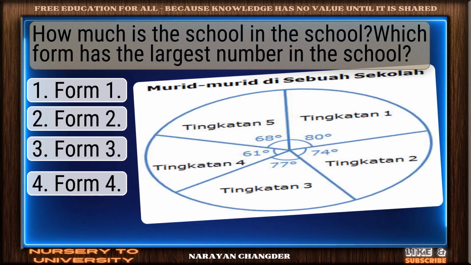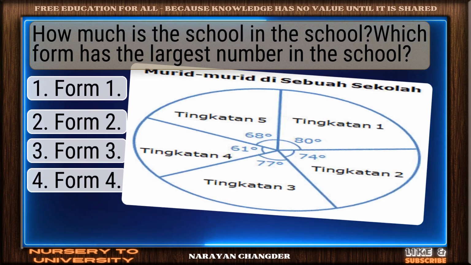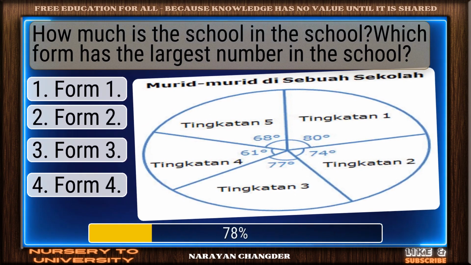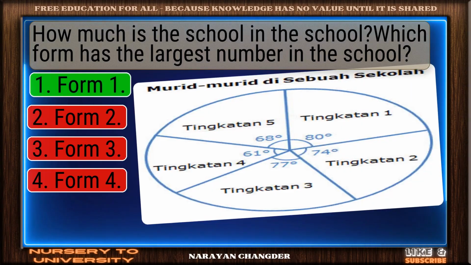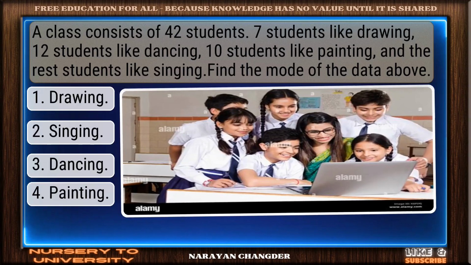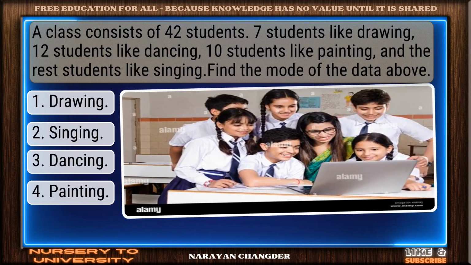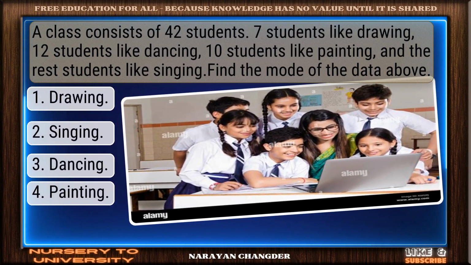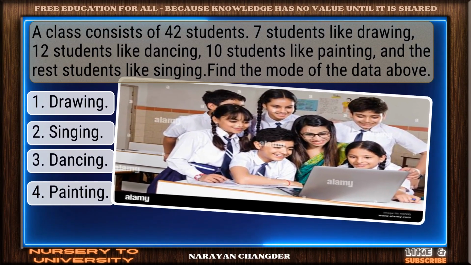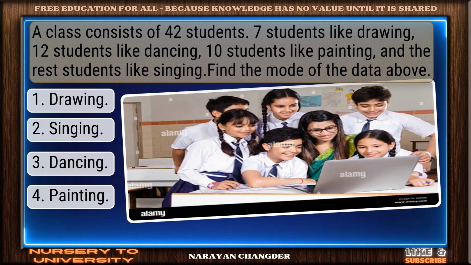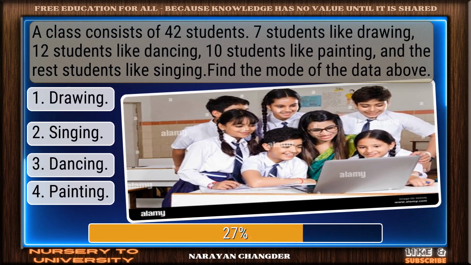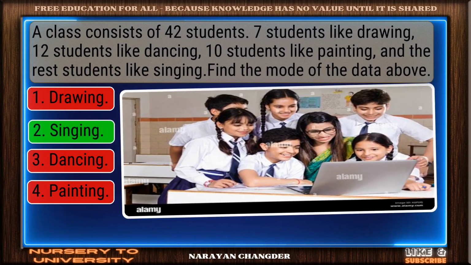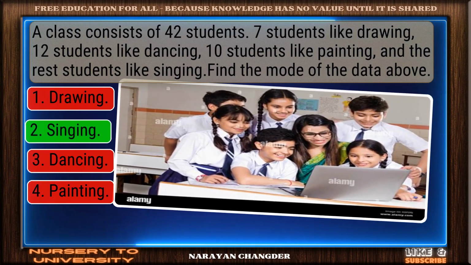How many students are in the school? Which form has the largest number in the school? Right choice. Form 1 is the best answer. A class consists of 42 students. 7 students like drawing, 12 students like dancing, 10 students like painting, and the rest like singing. Find the mode of the data above. Exactly. Singing makes sense, and it is the right choice.